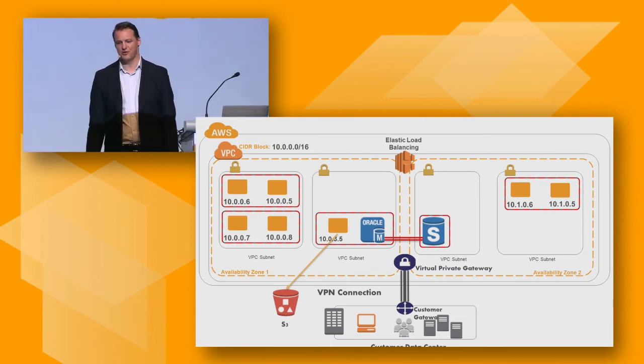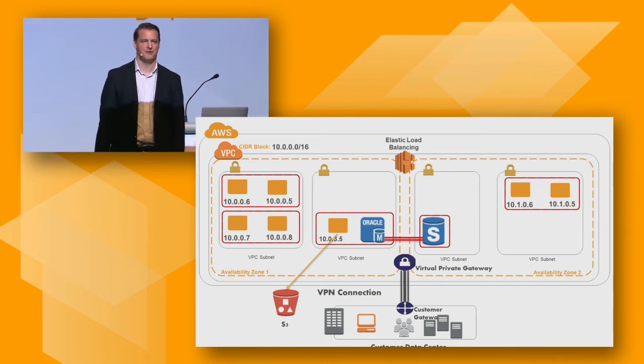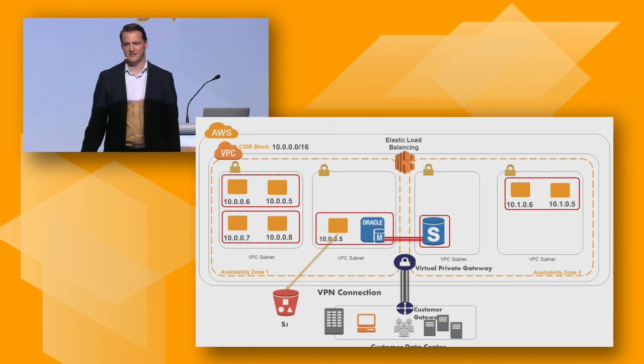If you put it in something like an auto scaling group, or you actually build it and you terminate it and you rebuild it, we will change the IP address. They are elastic by nature. They're not fixed like they are on-premise.